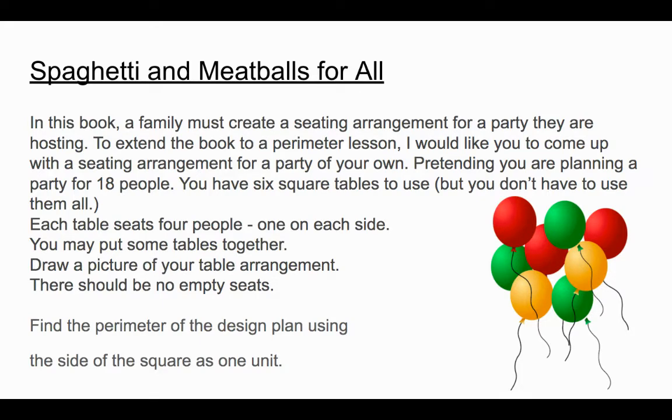You're going to pretend that you are planning a party for 18 people and you have 6 square tables to use. You don't have to use them all, but you have 6 that you can use. Each table seats 4 people, 1 on each side. You may put some tables together or keep them separate. Draw a picture of your table arrangement. There should be no empty seats. And when you're done, you're going to find the perimeter of your design plan using the side of the square as 1 unit.